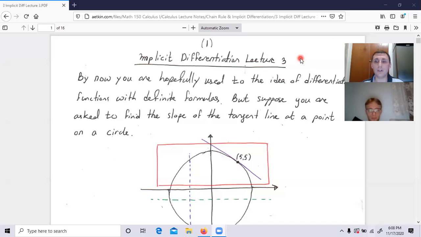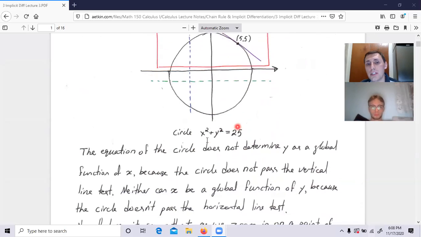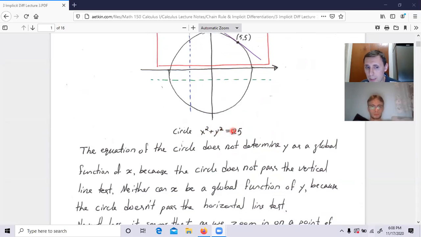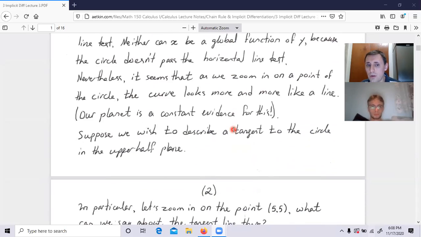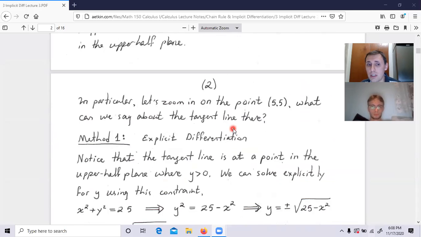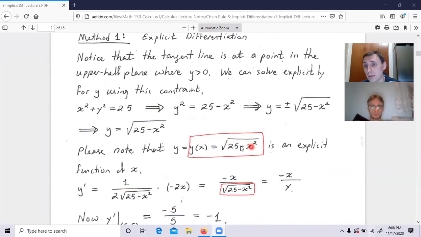Remember where we left off. We spoke about implicit differentiation. The idea of implicit differentiation is that, let's say we have this equation, x squared plus y squared equal to 25. And if I bother to solve for y, I would obtain a formula where y equals some expression involving x. That's the formula I would have obtained.